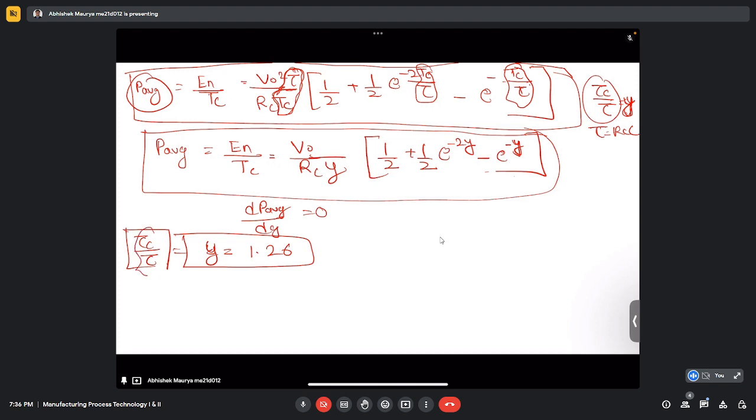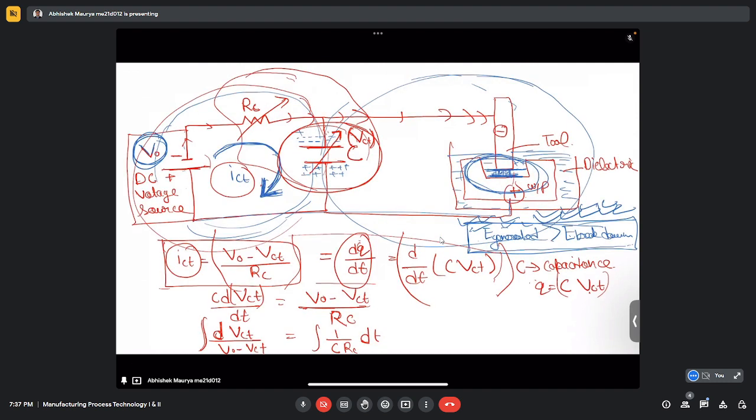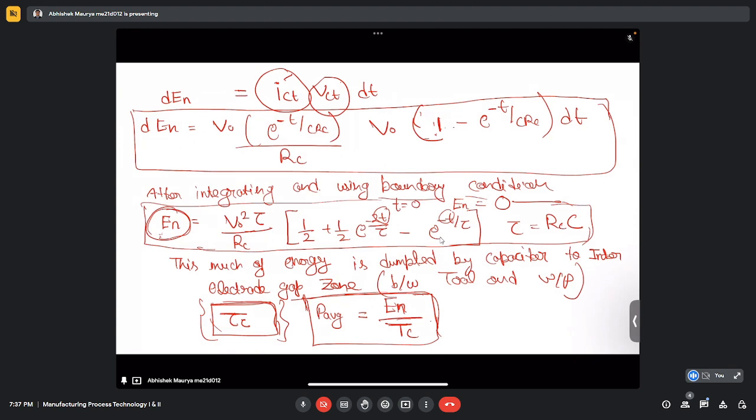So if we maintain this ratio, then the power which we get here in this region, only then will we get the maximum power between the tool and the workpiece. So this ratio comes out to be 1.26, and what does it mean? It means we need to charge the capacitor up to some voltage. That is up to us. Till what voltage we want to charge the capacitor is controlled by us.